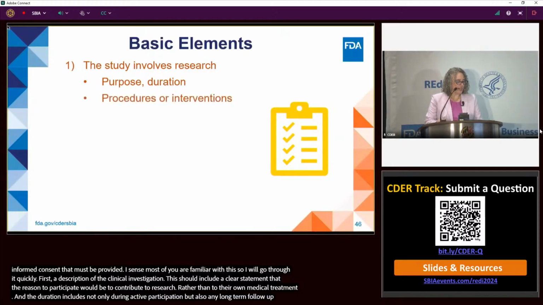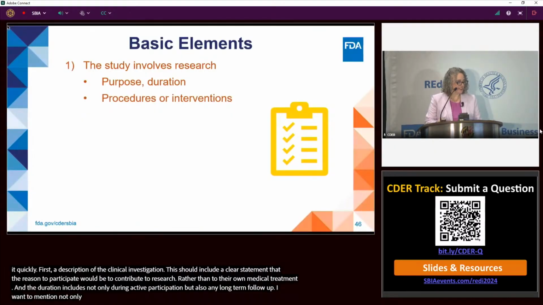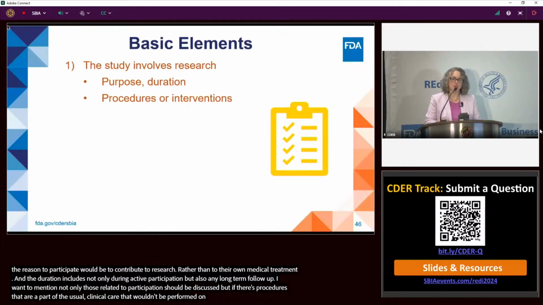I want to mention that not only procedures related to study participation should be discussed, but if there are procedures that would be considered part of usual clinical care that wouldn't be performed on study participants, that should be discussed too.